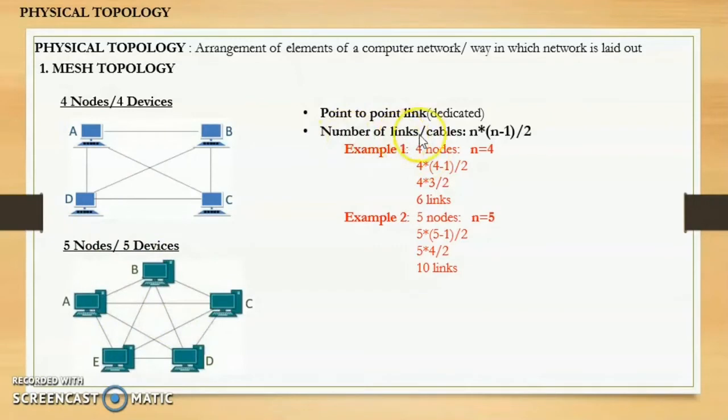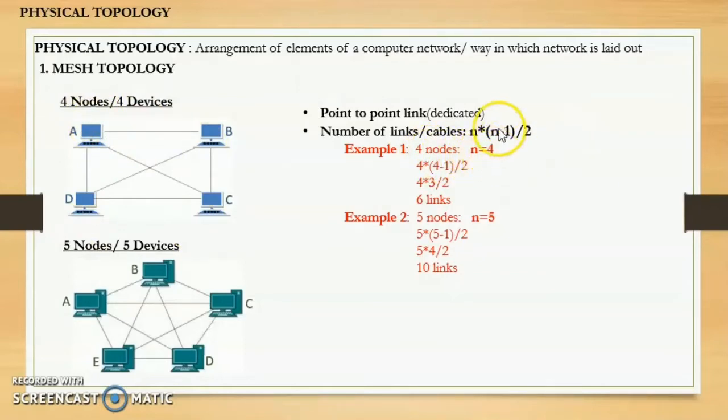Next, the number of links or the number of cables required in a fully connected mesh network is given by the formula n into n minus 1 divided by 2, where n is the number of nodes. Now say for example, in this figure there are 4 devices, so the number of nodes will be 4. So if nodes are 4, the n value will be 4.